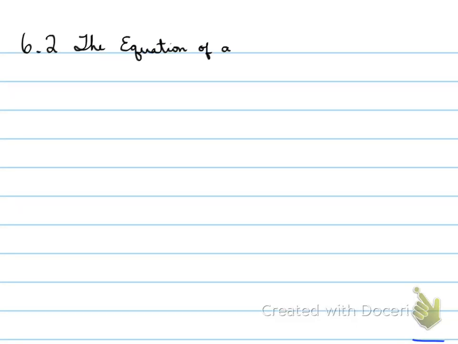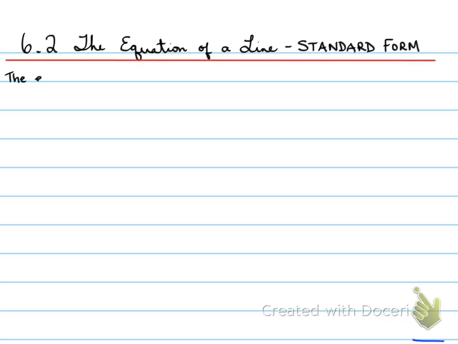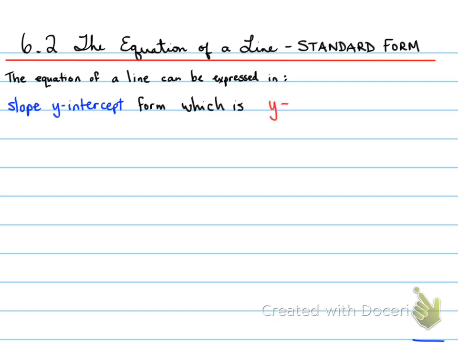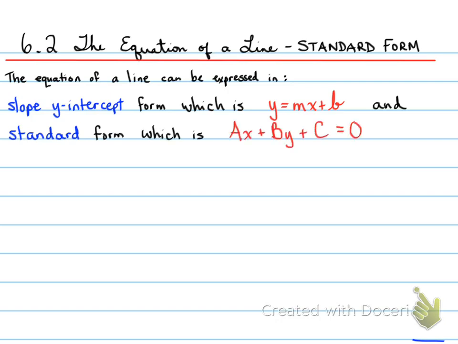Okay, 6.2, the equation of a line, standard form. When we're looking at the equation of a line, it can be expressed in the slope-intercept form, which is y equals mx plus b, and it can be expressed in standard form, which is ax plus by plus c equals 0. Now there are some stipulations that we have to note.